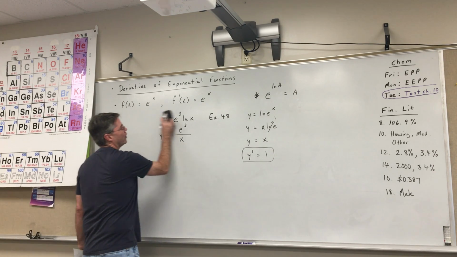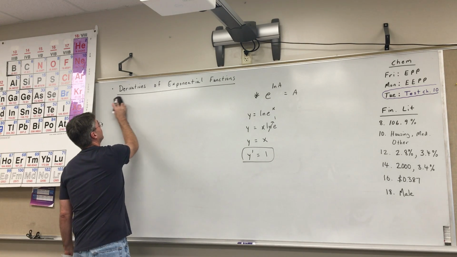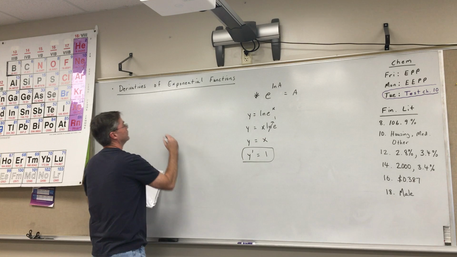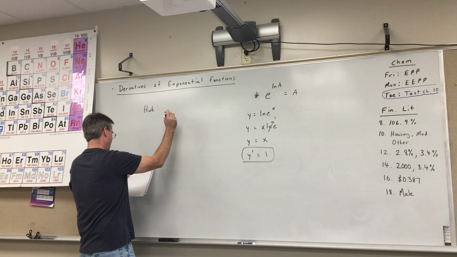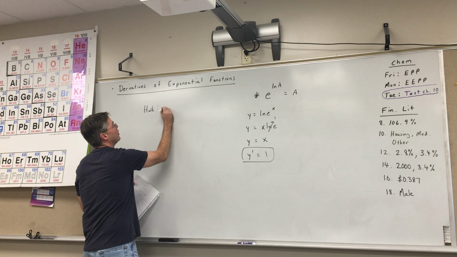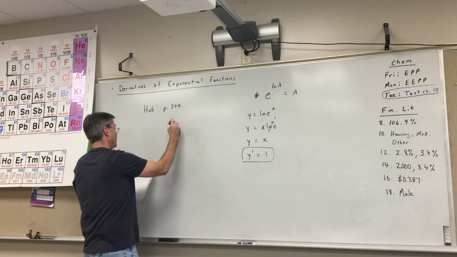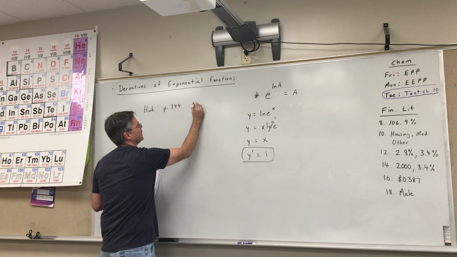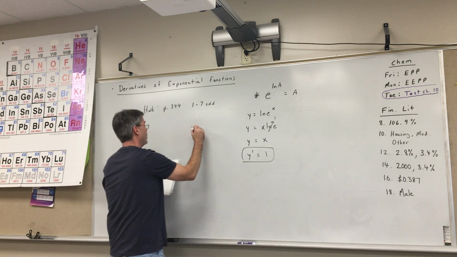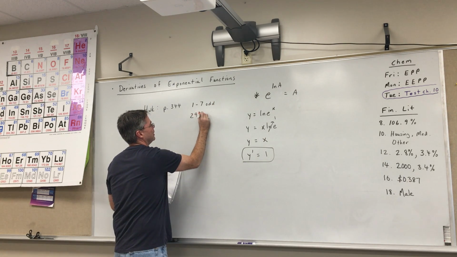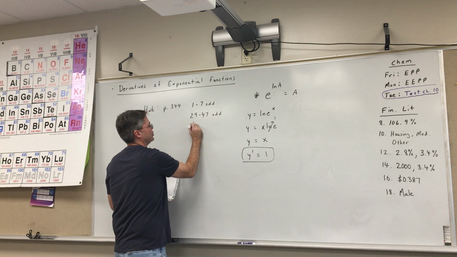All right, so your homework for this section. Okay, so we're on page 344. Be 1 through 7 odd. 29 through 47 odd, and number 66.